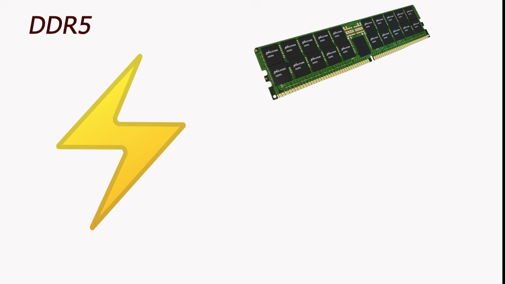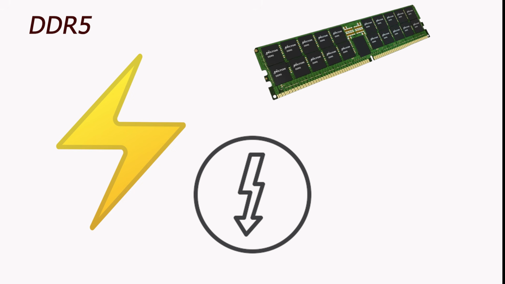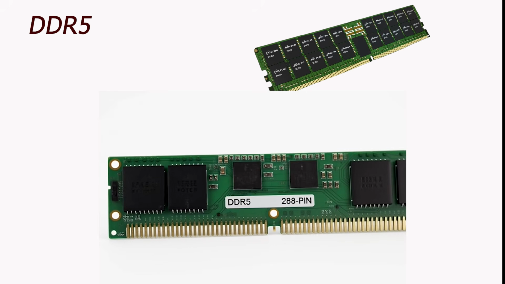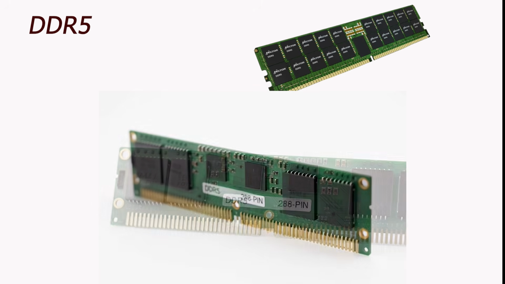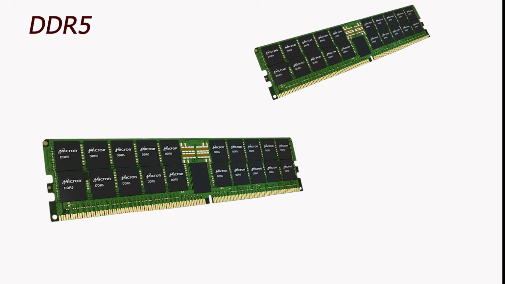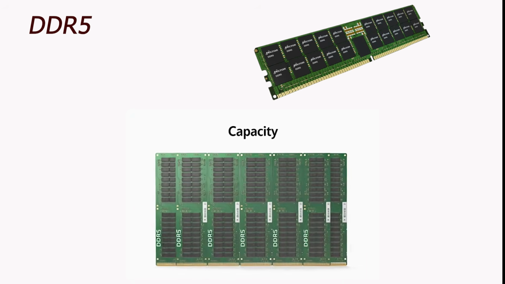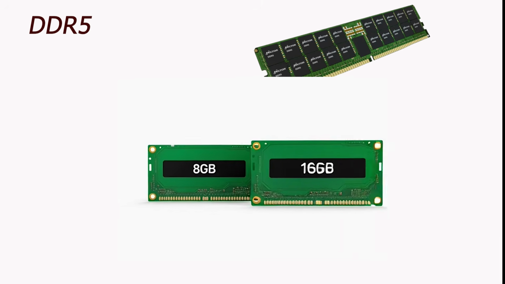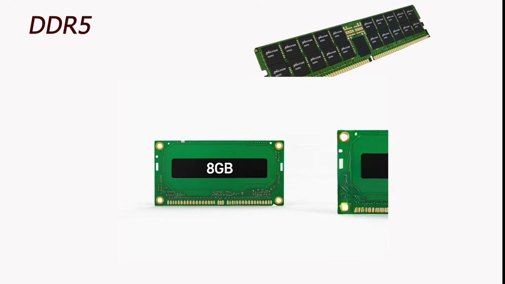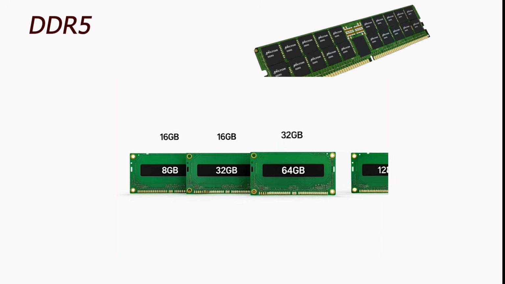Power efficiency is another major improvement in DDR5. DDR5 operates at a base voltage of 1.1 volts, which is lower than DDR4's 1.2 volts. Physically, DDR5 memory modules use a 288-pin DIMM design, the same pin count as DDR4. However, the notch position is different, making DDR5 physically incompatible with DDR4 slots. DDR5 significantly improves memory capacity and density. Common DDR5 module sizes include 8 GB, 16 GB, 32 GB, 64 GB, and even 128 GB in enterprise environments.